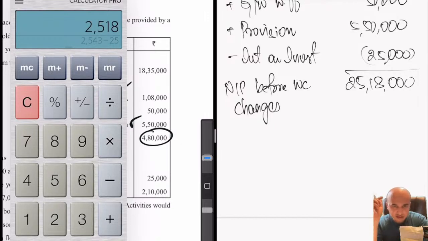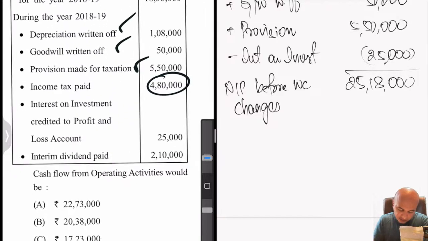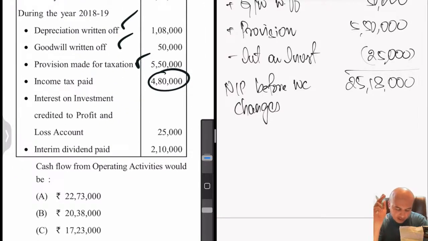So now what is that we need to identify? Let's see if there is any item which will affect our working capital. There are two items which we have not yet considered. One is the income tax paid and the other is interim dividend paid. Interim dividend paid is a day-to-day expenditure because it is part of the business, so therefore we won't consider that.